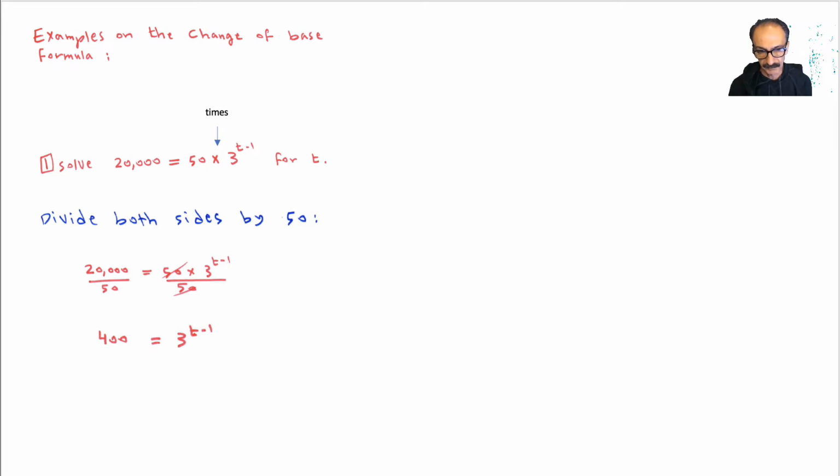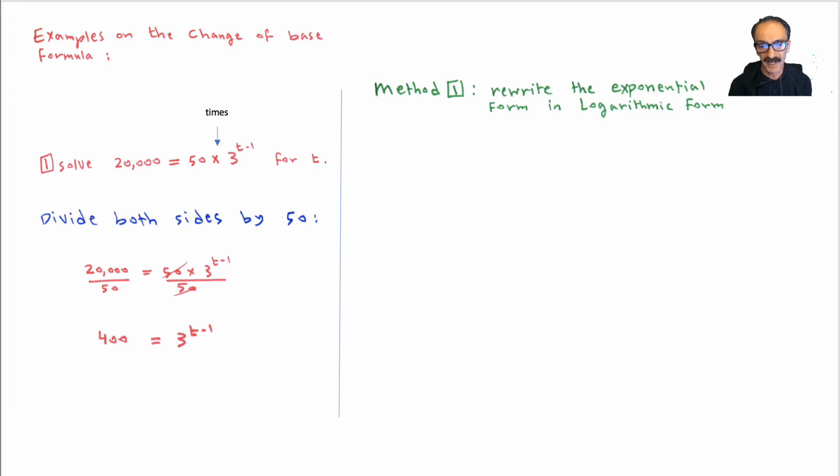Now we're ready. We can change this to logarithmic form. I have two methods. You don't have to use both, but the first one is what your book is using, which is called the change of base formula. Let's go over method number 1. Rewrite the exponential form in logarithmic form. So we read this as log base 3 of 400 equals t minus 1, which reads 3 to the power t minus 1 equals 400. So we did it right.